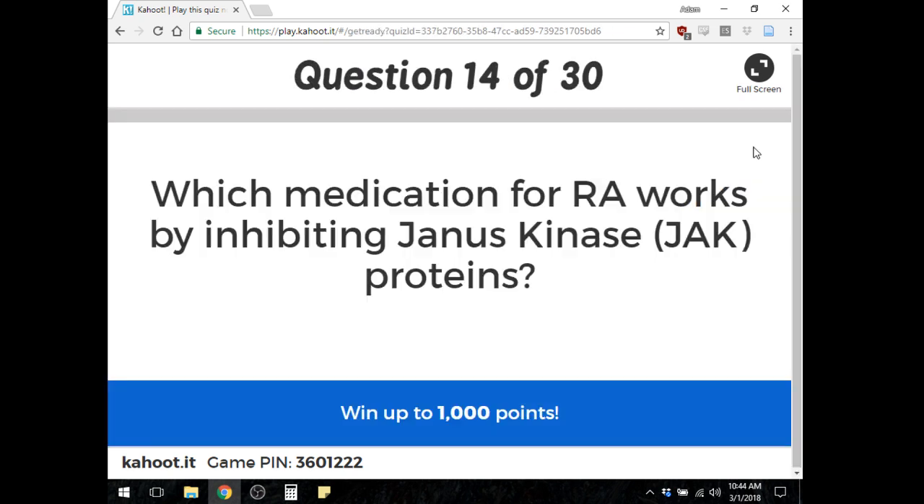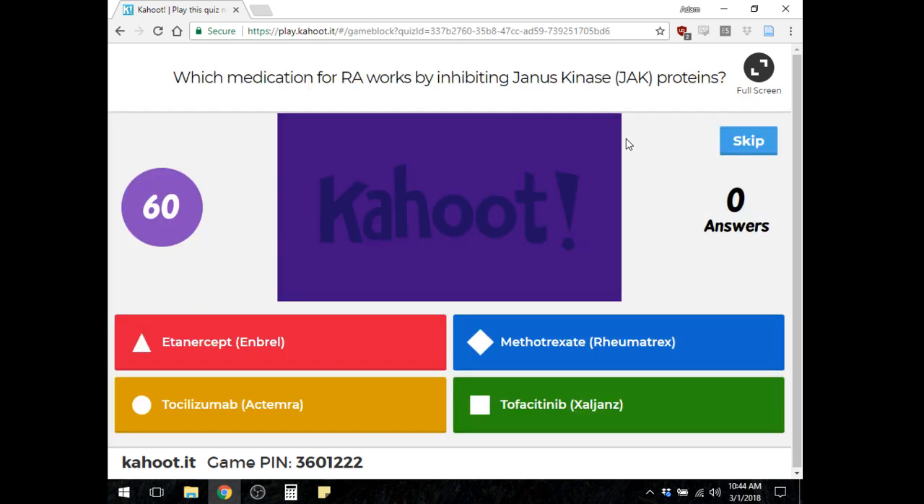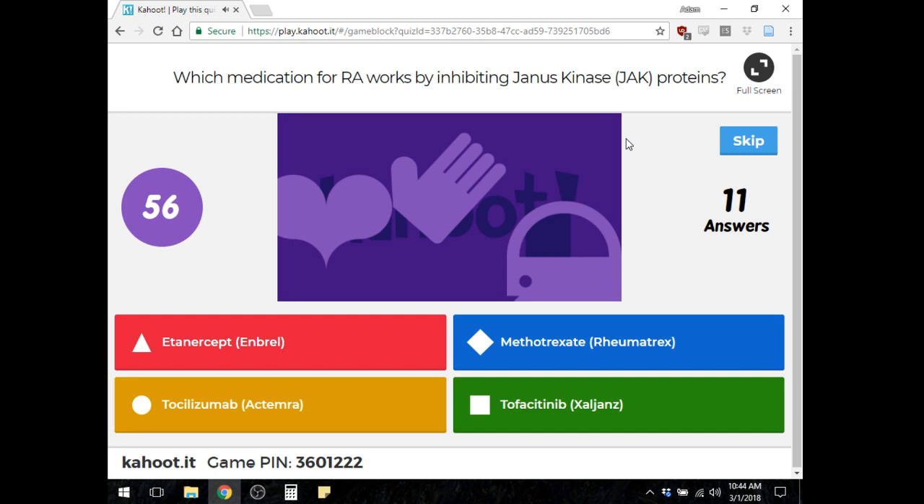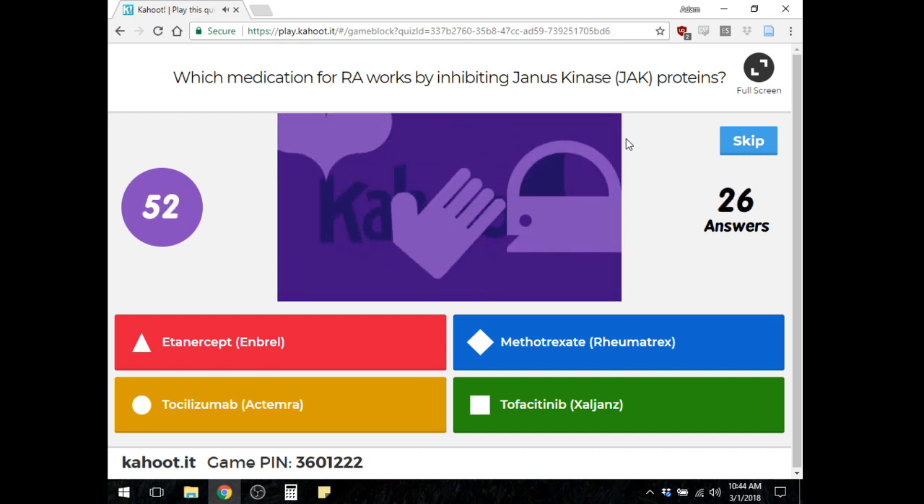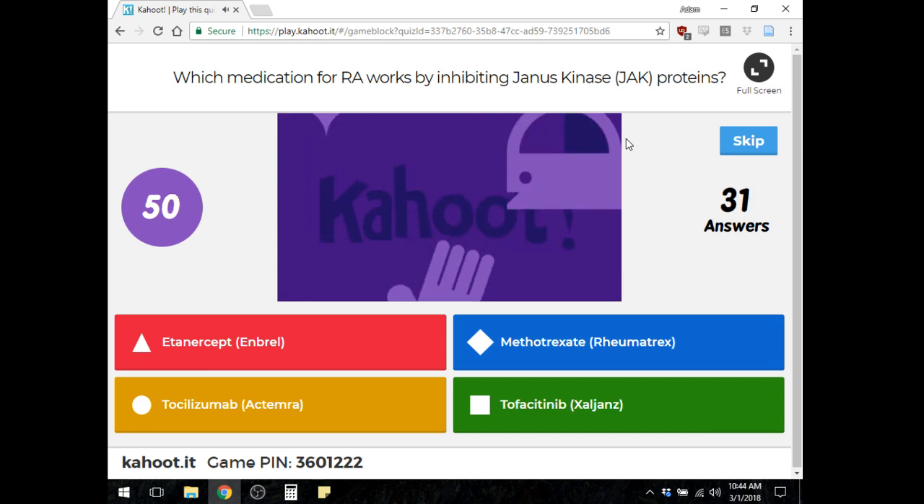Okay. Which medication for rheumatoid arthritis works by inhibiting the Janus kinase proteins? Are those tyrosine kinase receptors, activated by interleukin 6, and you have those JAK proteins that cause a bunch of transcription of inflammatory mediators.